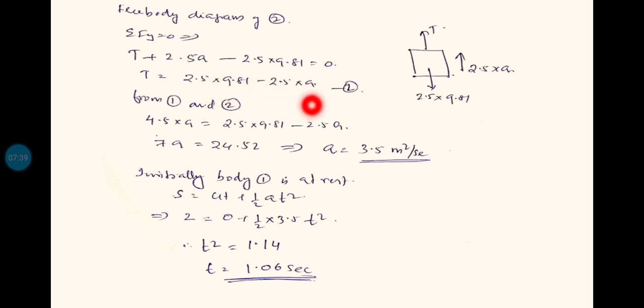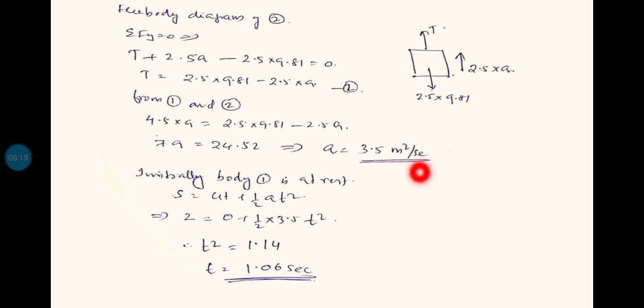From that you will get another relation between T and a. Since it is connected through a pulley, both will have the same acceleration. Whatever the acceleration of the first body, the same acceleration will be there for the second body. So a is the same and T also the same, since it is the same string. So from 1 and 2 we have 4.5 into a equal to 2.5 into 9.81 minus 2.5a. Solving two equations in two unknowns, you can directly solve it and you will get a equal to 3.5 meter per second square.